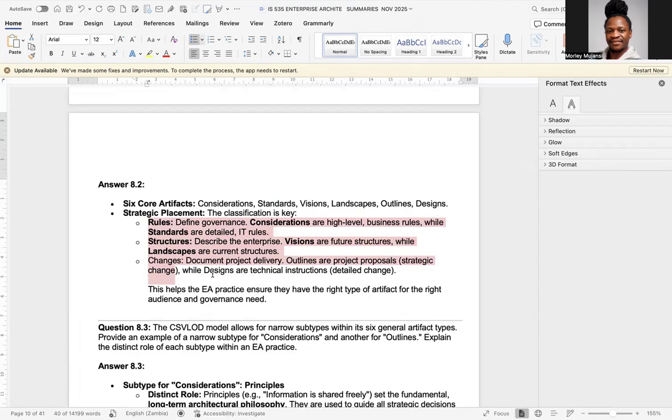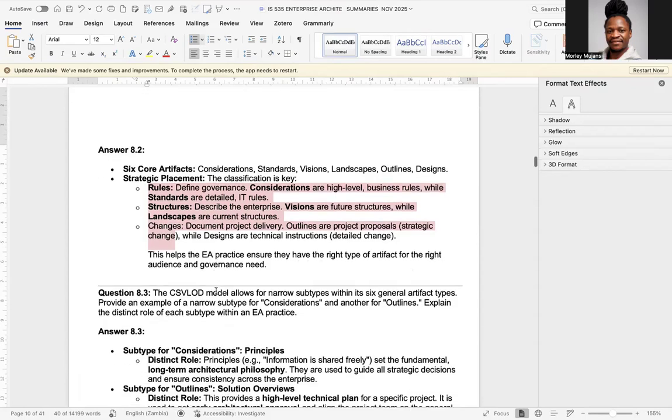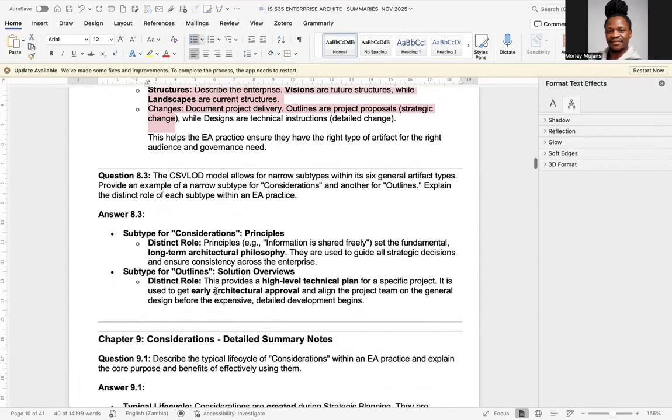Strategic change, while designs are technical instructions. Detailed change. So this helps the EA practice to ensure they have the right type of artifact for the right audience. And then we can move to the next question, 8.3.